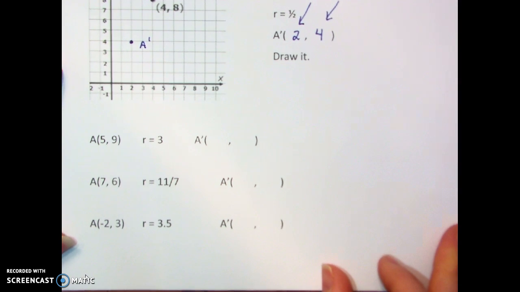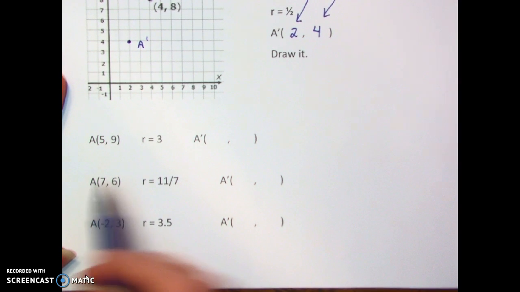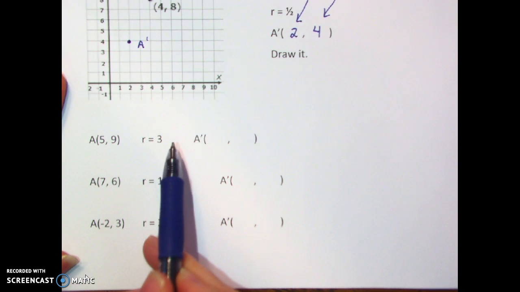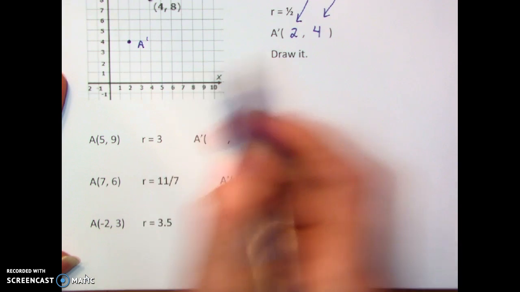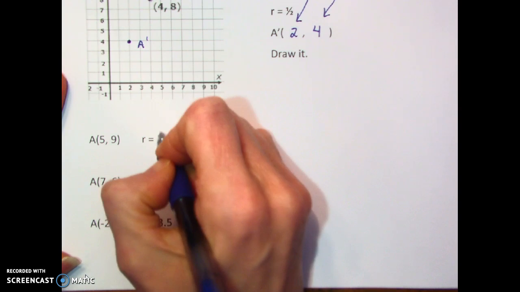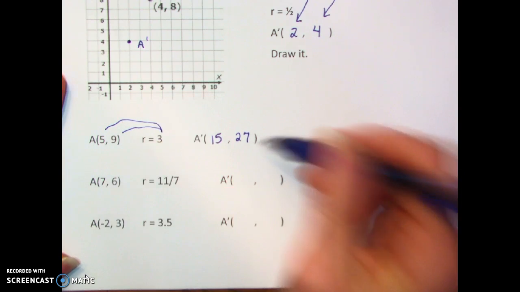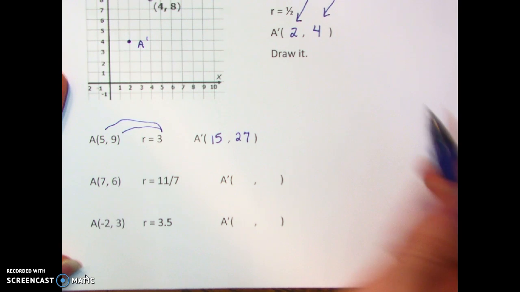Now we can do the same thing without the picture, with just the coordinates. Here's our coordinate. Our scale factor is 3. 5 times 3 is 15. 9 times 3 is 27. That would be the new location of our new point.